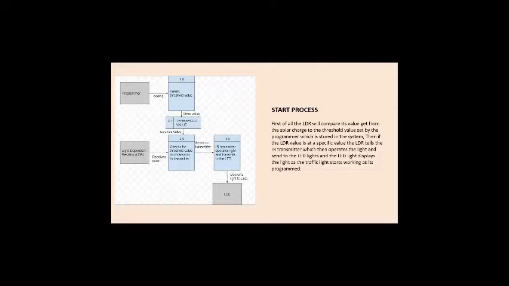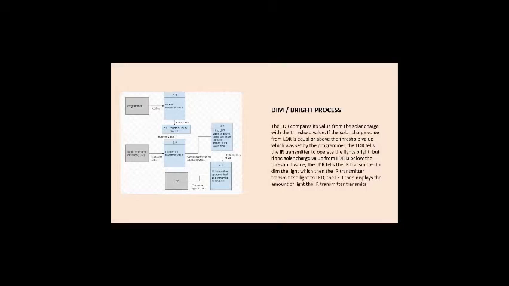The first main process that I found is the start process. First of all, the LDR, which is an electrical component, will compare its value from the solar charge, which is from the sunlight, to the threshold value, which was set by the programmer and stored in the system. Then, if the LDR value is at a specific value, the LDR tells the IR transmitter, which then operates the light and sends it to the LED lights, and the LED lights display the lights as the traffic light starts working as it's programmed.